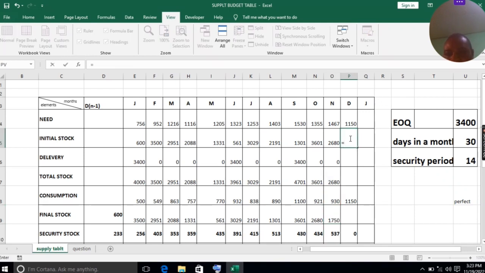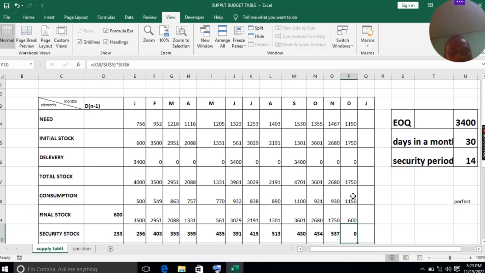So our opening stock in December will be equal to the closing stock of November, and it's still greater than the need, so there will be no replenishment. So the total stock will be equal to initial stock plus 0 replenishment. Then our closing stock will be equal to total stock minus consumption for the month, which is equal to 600.